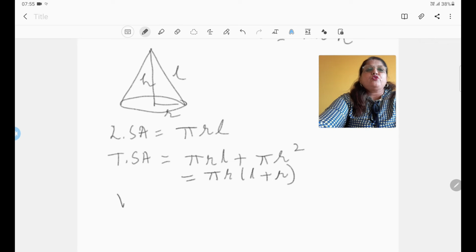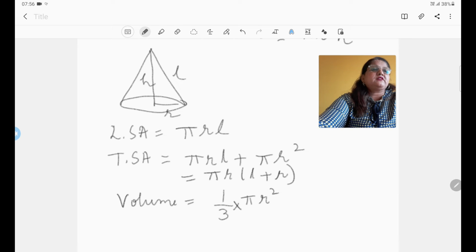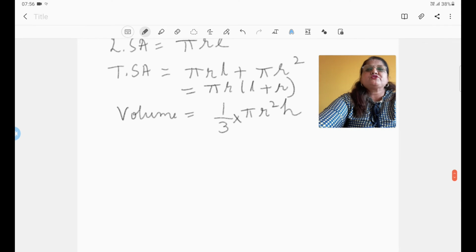Next, volume of a cone is 1/3 of the volume of a cylinder. So 1/3 pi r square h. And I will be making a separate video where I will be discussing the frustum of the cone, the volume and the surface area of all that, because that's an important part of class 10 C.B.S.E. board examination.